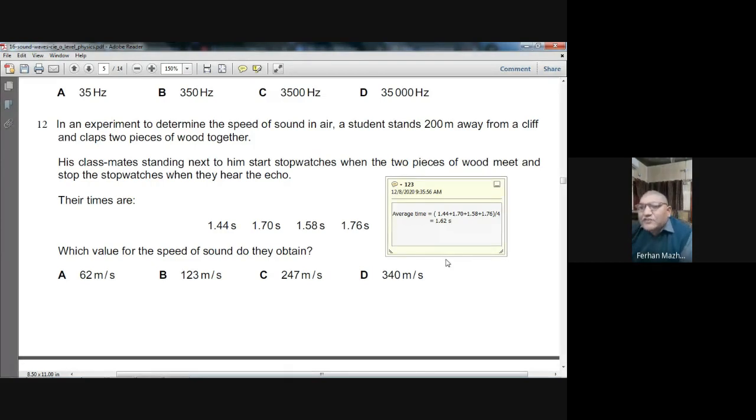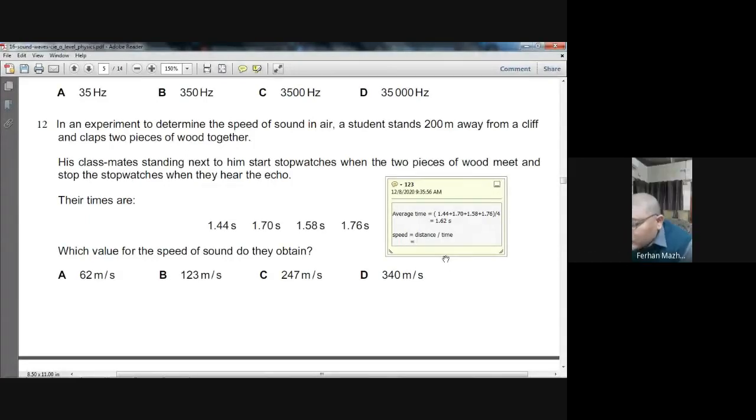Okay. So the next part is the distance between the buoy and the cliff is 200 meters. When they clap two wood pieces together, the sound has to travel 200 meters from there to the cliff, and then 200 meters to come back, and they will hear the echo. So the speed of sound equals distance divided by time. The speed is equal to the distance traveled by the sound wave divided by the time taken by the sound wave to travel.